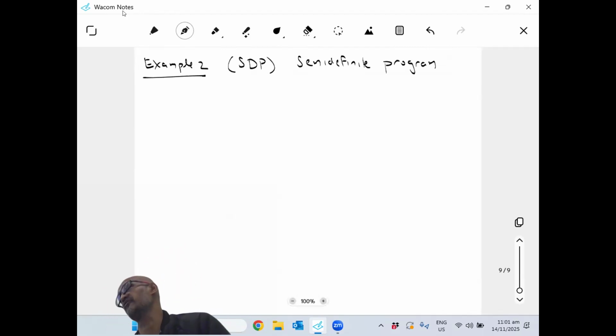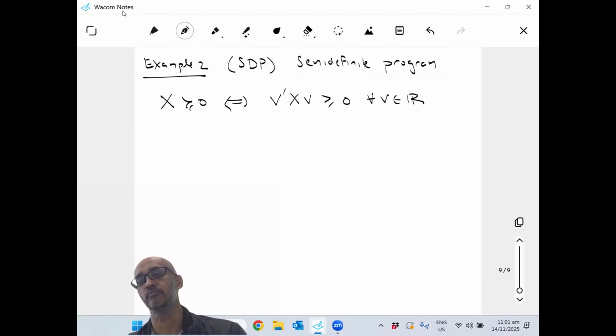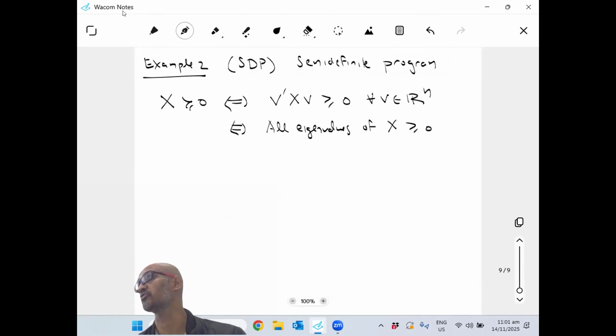Okay, so what's a semi-definite program? So last time I defined for you what a positive semi-definite matrix is. Remember, a matrix X of size n by n is positive semi-definite. What does it mean? It means that V transpose XV is non-negative for every V in R^n, or equivalently, all the eigenvalues of X are non-negative. That's what a PSD matrix is.